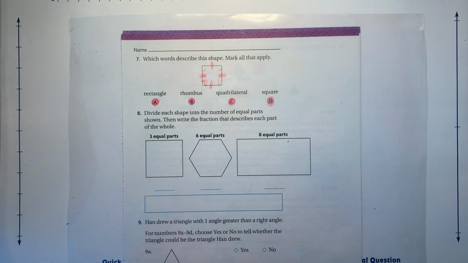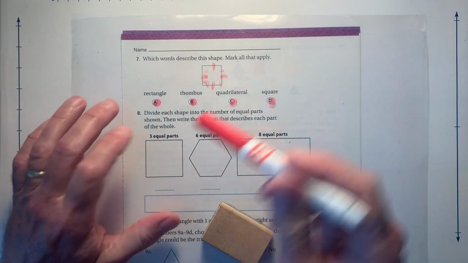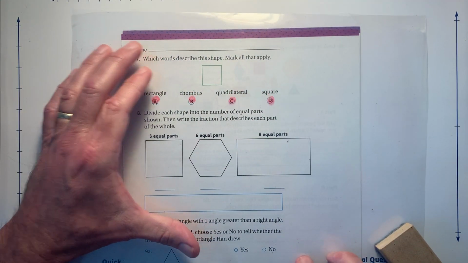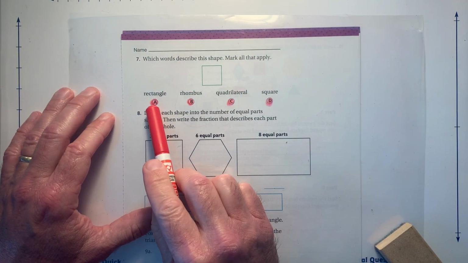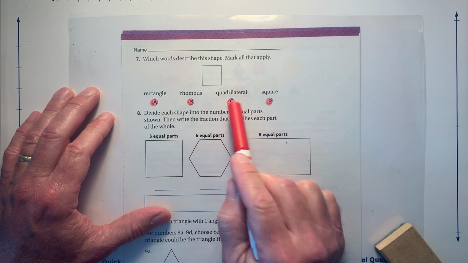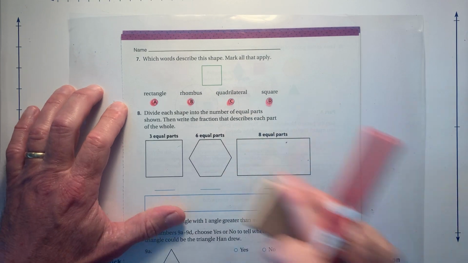Perfect. So it actually is all of these things. And as we've come to know, the square is the most special shape. It is a rectangle, it is a rhombus, it is a quadrilateral, and of course it is a square.